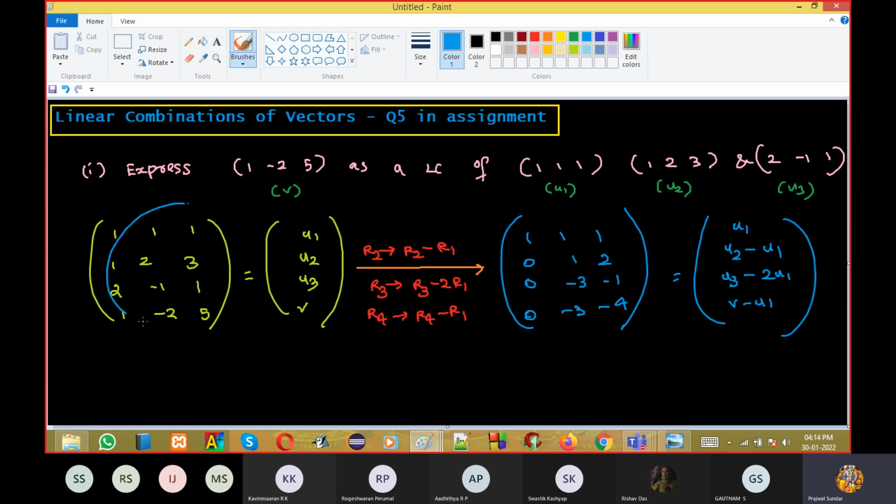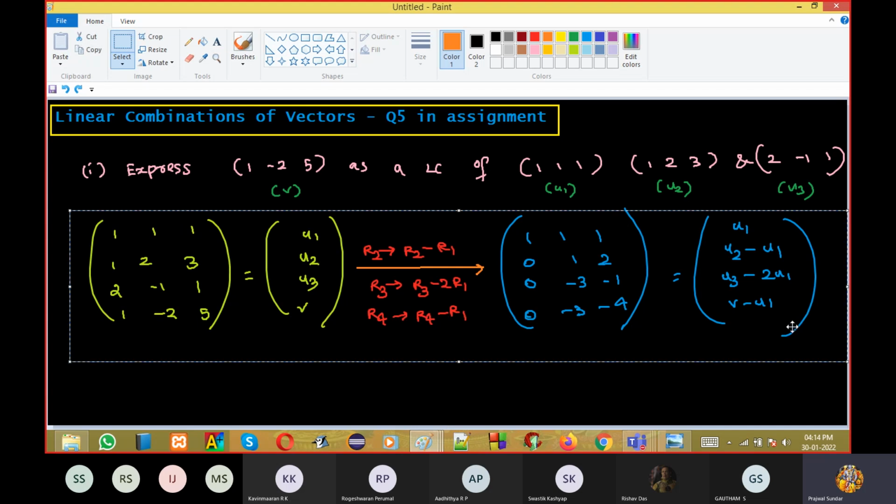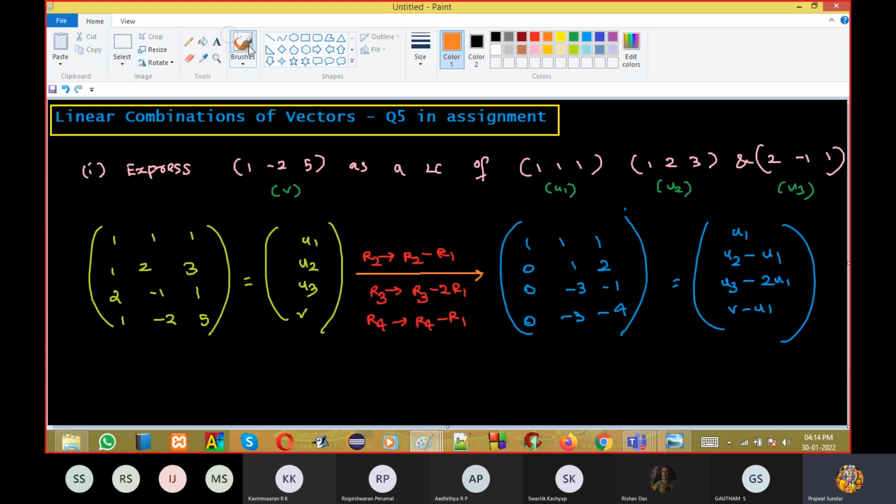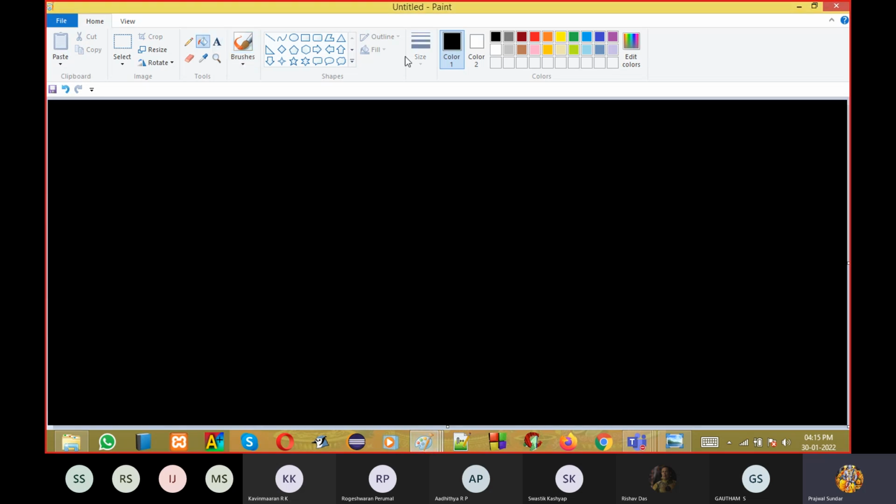Whatever operation I perform here, I'll perform here also. Whatever you are performing, perform on both matrices together. You understand? It's going to be very useful. This method ma'am has not told; she performed only on one matrix. But if you perform on both matrices together, it will be very useful. Listen carefully, I'll write it down: perform same operations on both matrices. After you finish the question, you will understand how useful this method is.